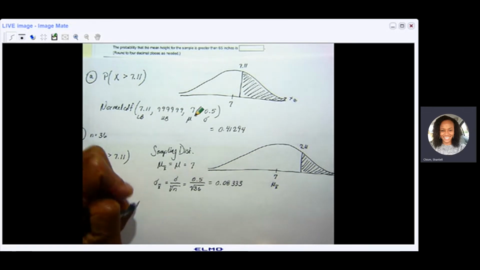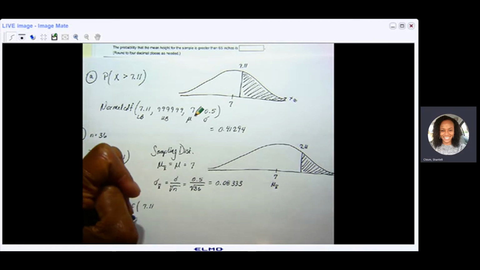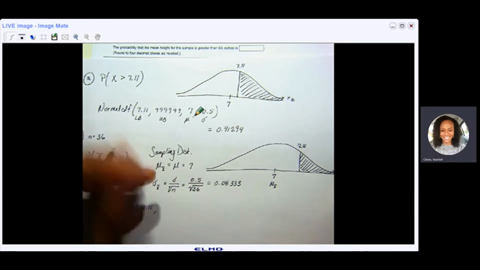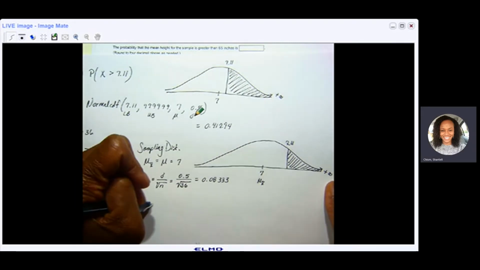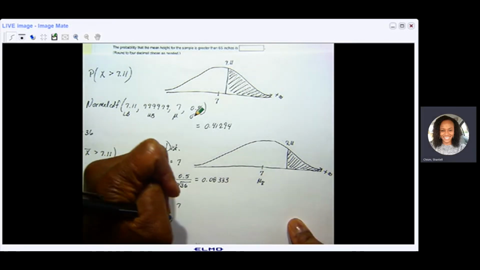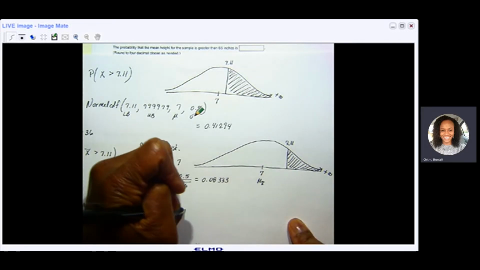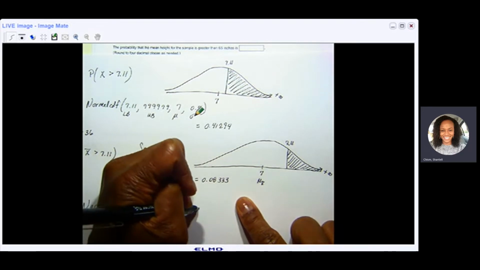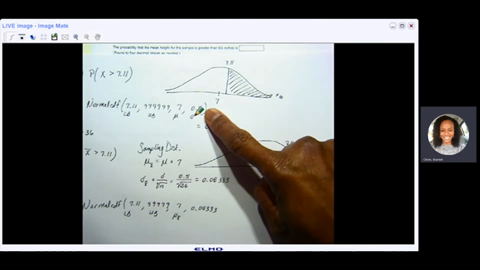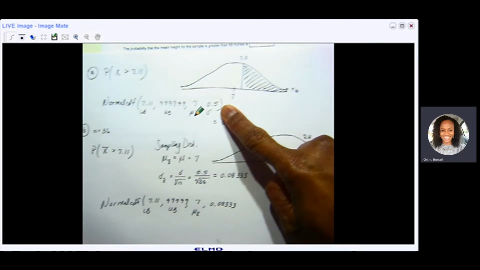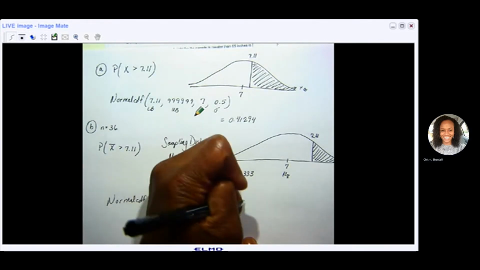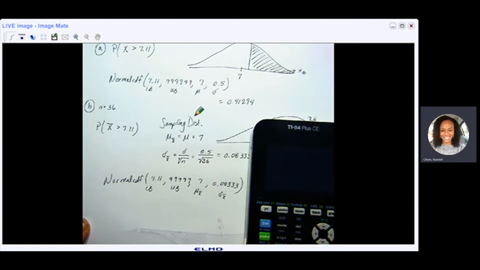Normal CDF. 7.11 is still our lower bound. Our upper bound is still infinity, 99999. Our mean is still 7, mu sub X bar, but our deviation is now reduced to 0.08333, whereas before it was 0.05. Remember, when you're dealing with the sample, your deviation gets reduced. Okay?